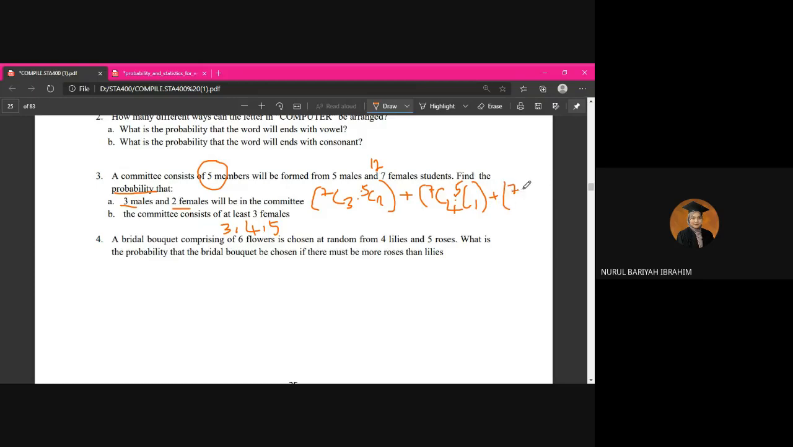Ataupun, so it is plus 7 C5 multiply 5 C0. Okay, so this is the event untuk B. Tapi ini baru event. Kita nak cari nilai probability. So we need to divide all this dengan 12 C5. Ini sample space. So you need to calculate lah one by one using calculator. So that is the way how to find the probability.